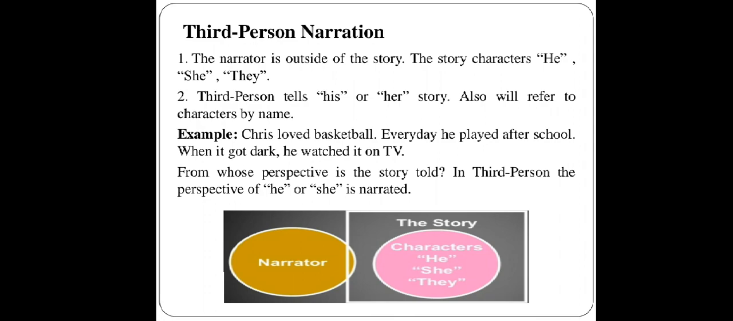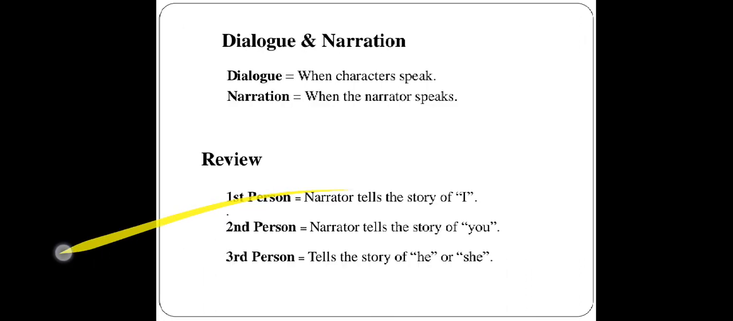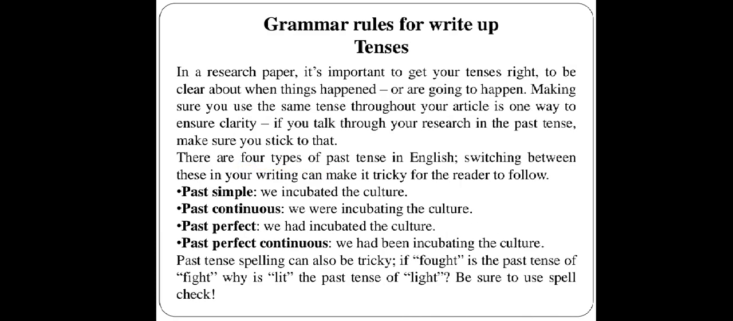From whose perspective is the story told in third person? The perspective of he or she is narrated. Narrator, the story character, he, she, they. Dialogue and narration. Dialogue is when characters speak, narration is when the narrator speaks. Review. First person narrator tells the story of I, second person narrator tells the story of you, third person tells the story of he or she.